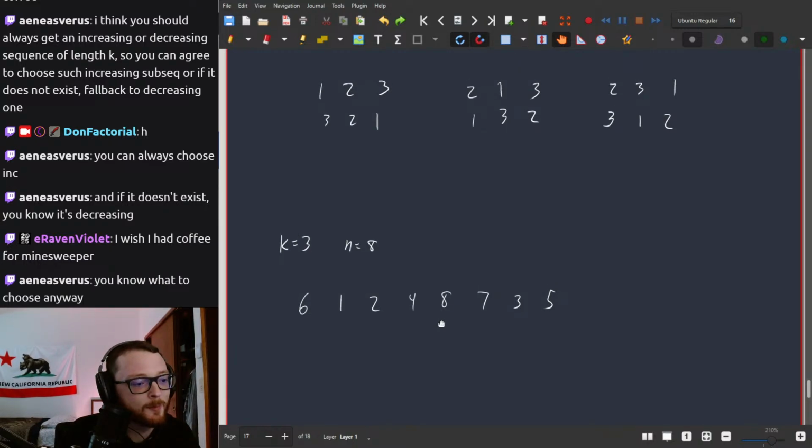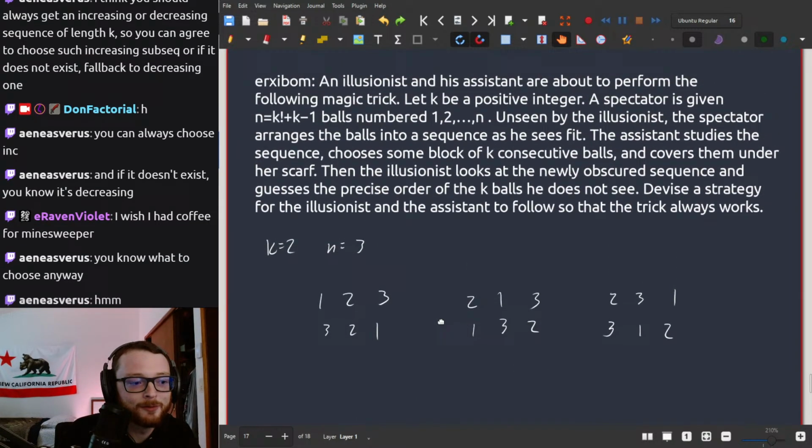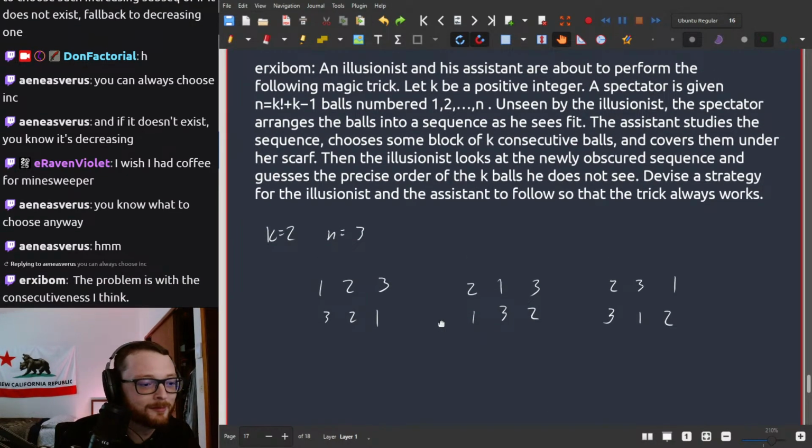We should have coffee for Minesweeper. I could be persuaded to do one anyway. Because I'm planning to spend a bit more time thinking about this problem and probably wrap the stream up. And we could do a Minesweeper on the way out.